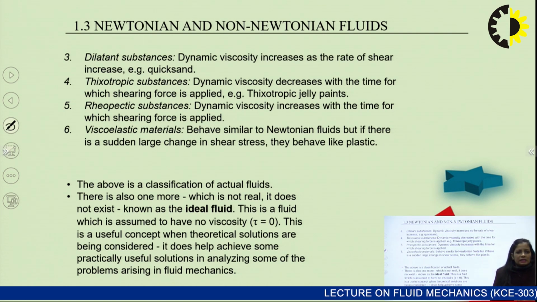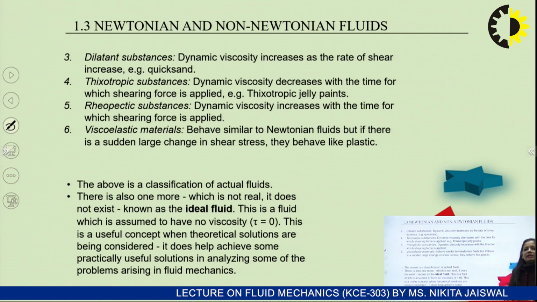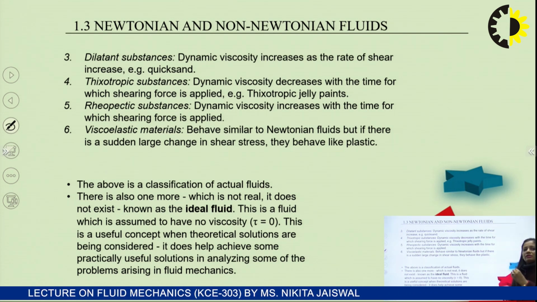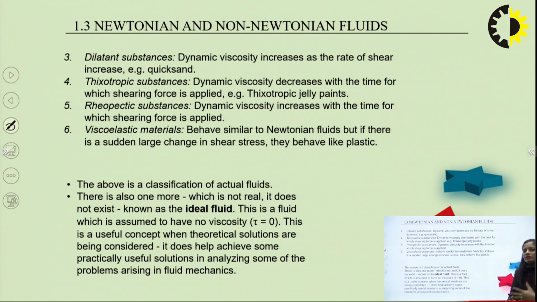Now the fourth is thixotropic substances. Again, the dynamic viscosity decreases with the time for which shearing force is applied. The fifth is rheopectic substances. Dynamic viscosity increases with the time for which shearing force is applied. Then the sixth one is viscoelastic material. This behaves similar to a Newtonian fluid, but if there is a sudden large change in shear stress, it behaves like plastic. So there are different kinds of fluids. Some of them behave as Newtonian, some as non-Newtonian. Here we have seen 6 different types of non-Newtonian fluid.